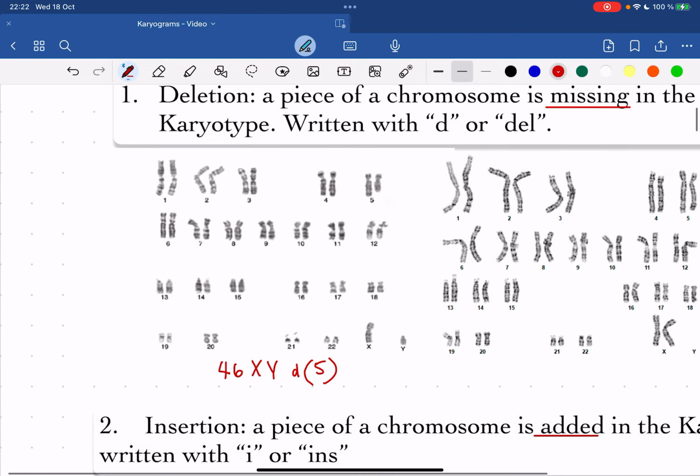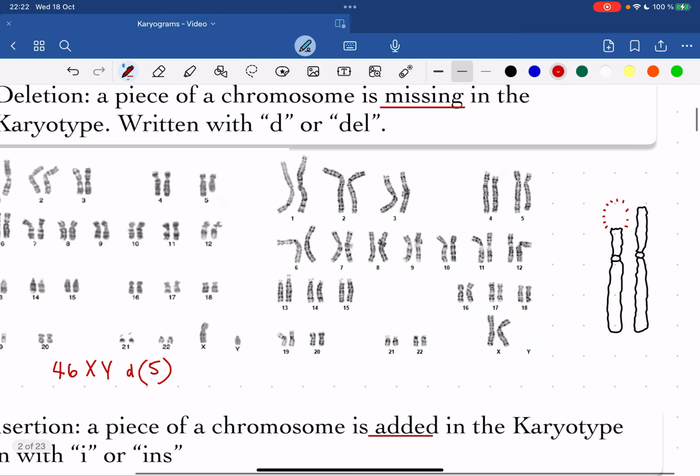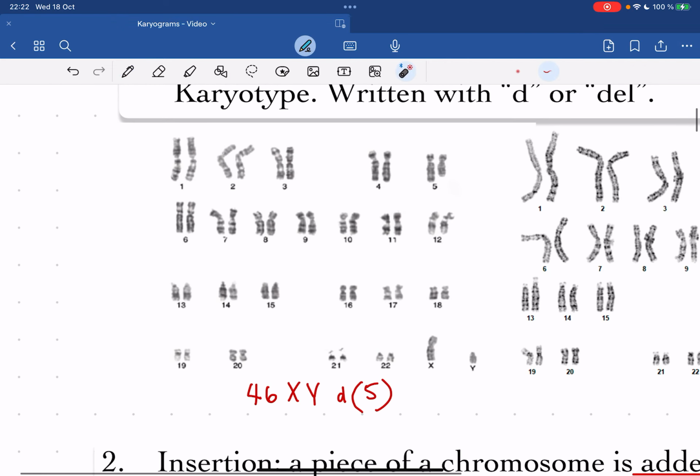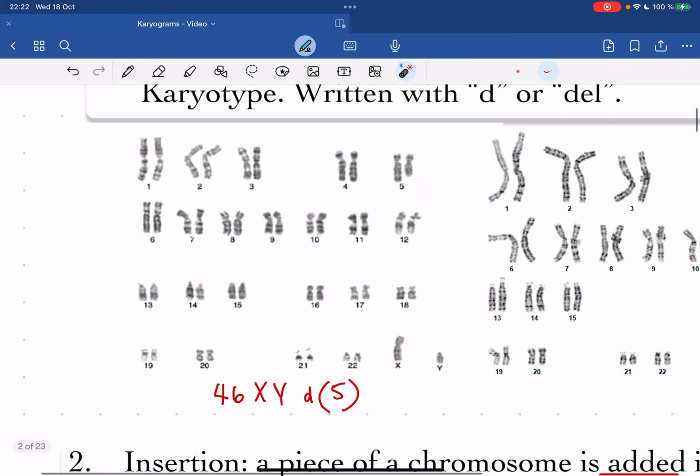Also, excuse me if you hear my stomach gurgling. It does that sometimes. All right, and that is the karyotype for this individual right here. Done with that already.